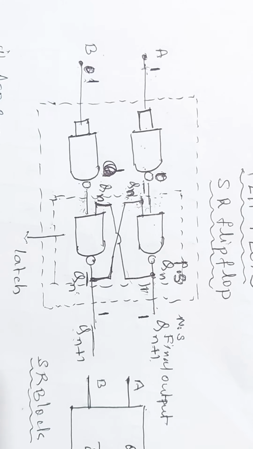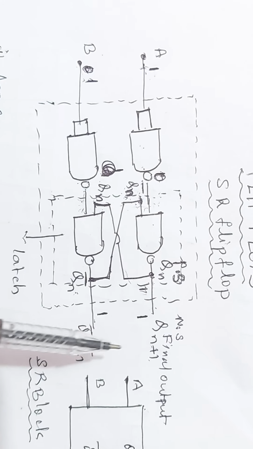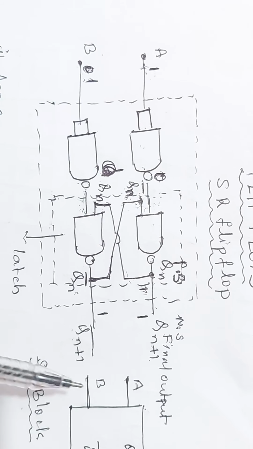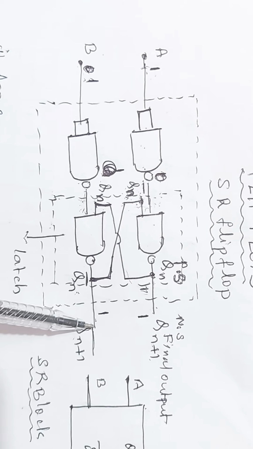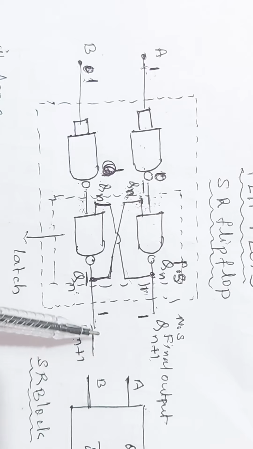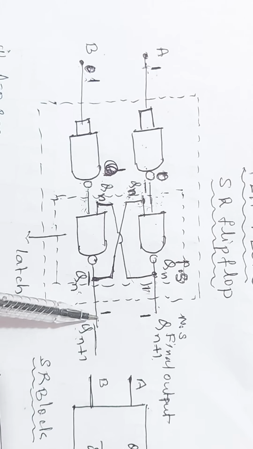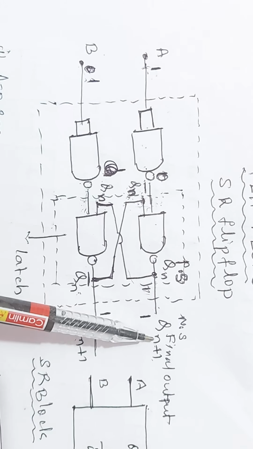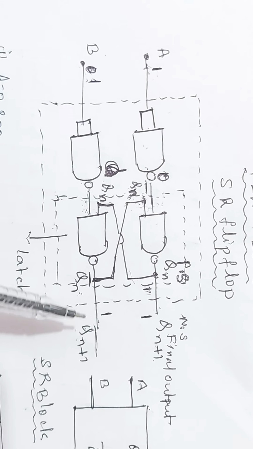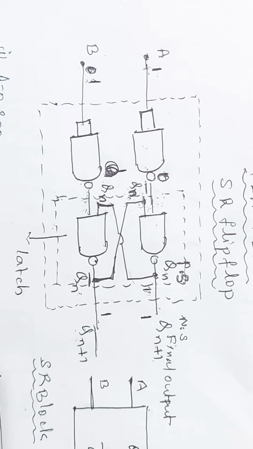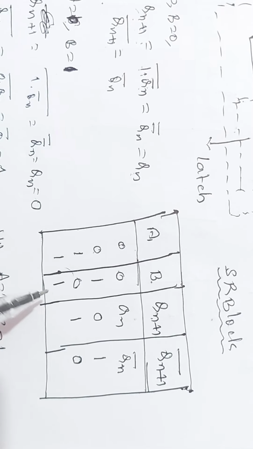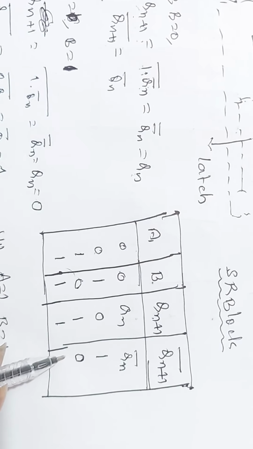It is not possible because one output is the complement of the other output. If one is 0, the other should be 1. If this is 0, this should be 1, or if this is 1, this should be 0. Both 1, 1 cannot be possible because this is Qn plus 1 and this is Qn plus 1 bar. Therefore, it is illegal, indeterminate, not defined. When the inputs are 1 and 1, the outputs would also be 1 and 1.